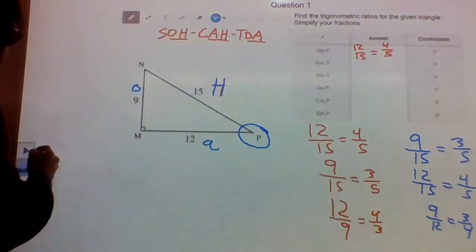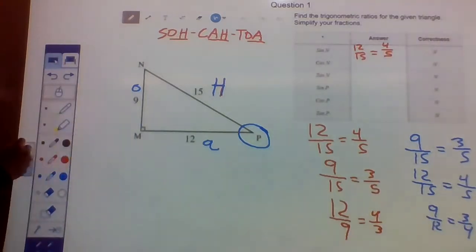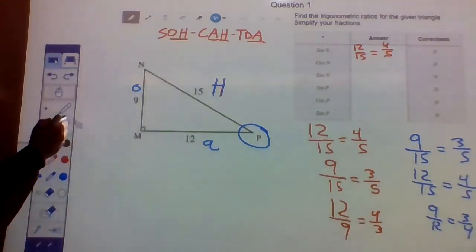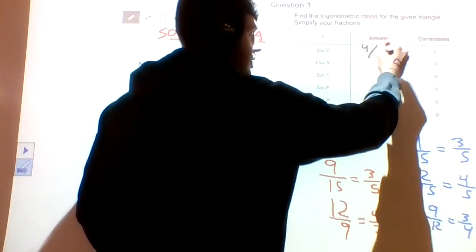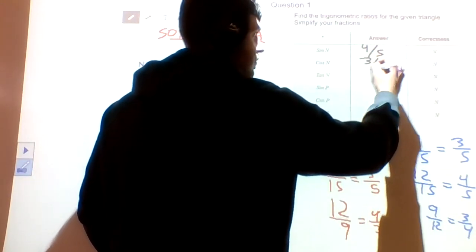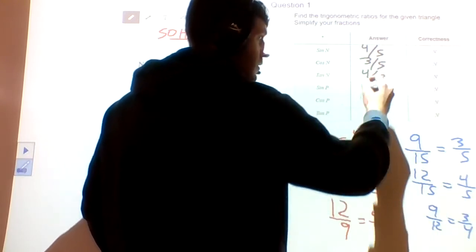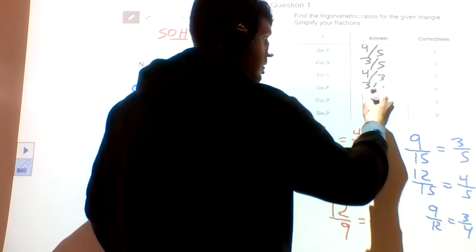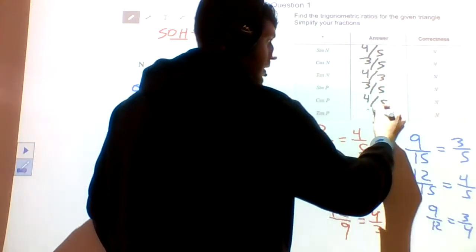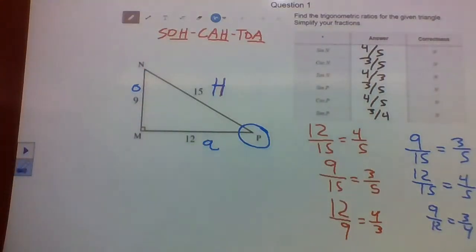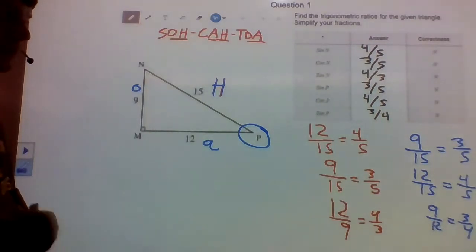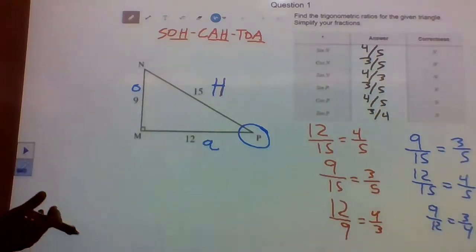Okay, and so if we write those in there, we have 4 over 5, 3 over 5, 4 over 3, 3 over 5, 4 over 5, and 3 over 4. Okay, and that's it for number 1. You just write in the ratios, simplify the fractions.